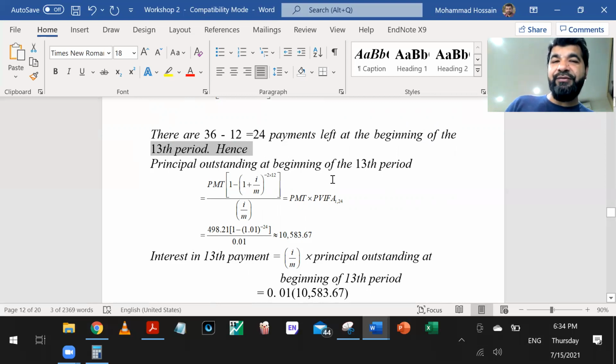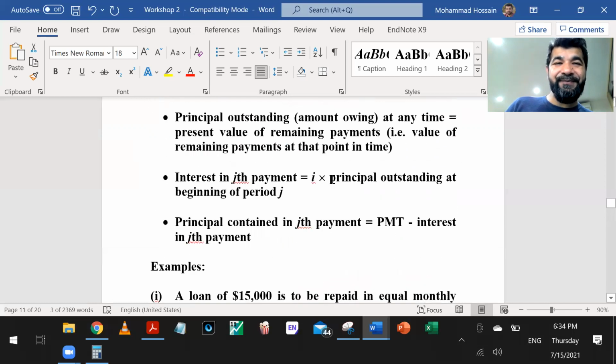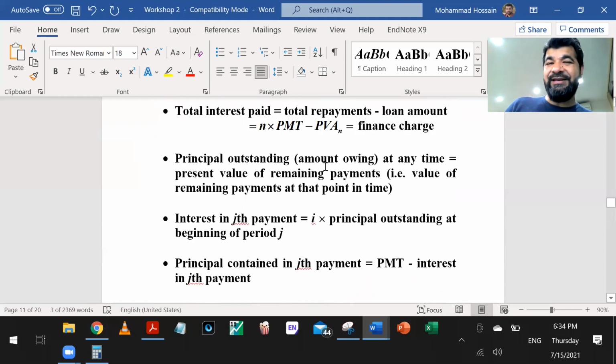What did we say here? We said here, principal outstanding at any time will be equal to the present value of remaining payments. That's what we're going to calculate. So we're going to calculate the present value of the next 24 payments. That's what we're going to actually calculate.